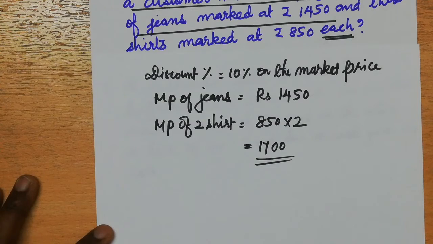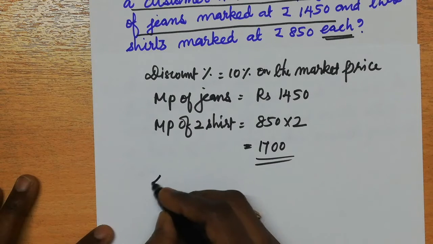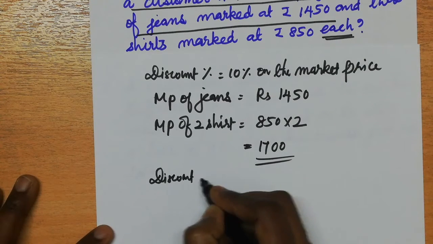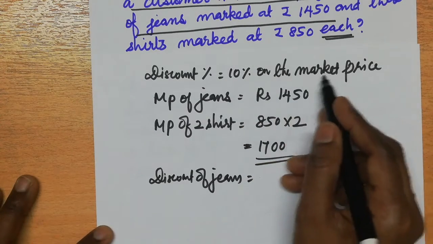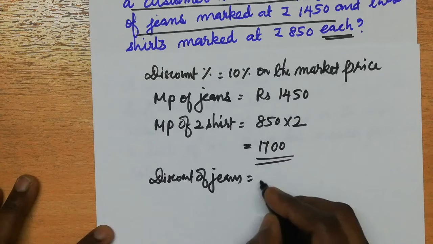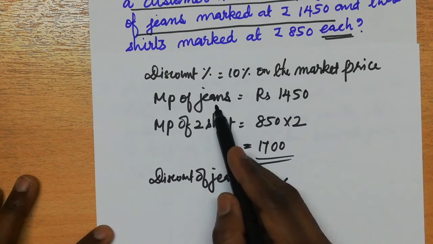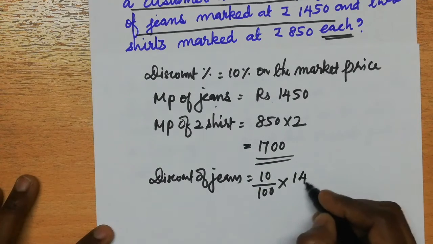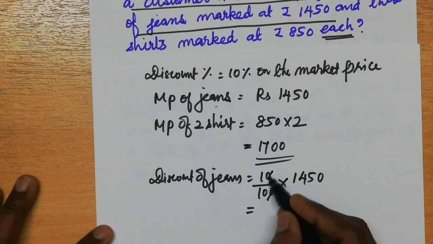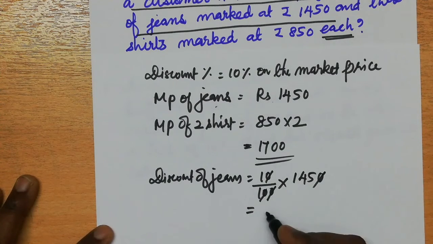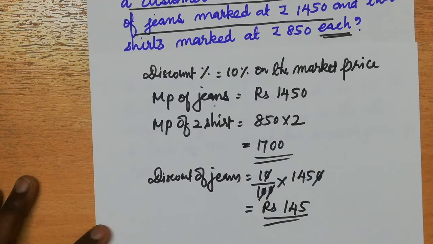Now we can find the discount. First we will find the discount of jeans. The discount of jeans is 10% on the marked price. How to write 10%? 10 by 100 of the marked price. What is the marked price of jeans? That is 1450. Clear? Then now we can easily find it: 0, 0 cancel, here is 1, 0, here is 1, 0. That is rupees 145 is the discount amount.